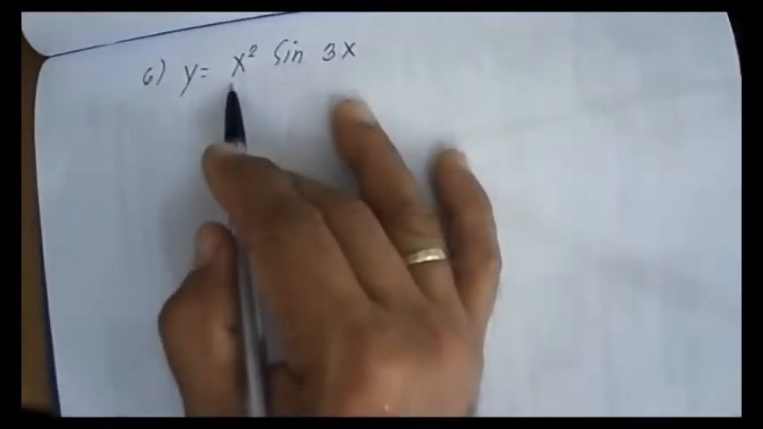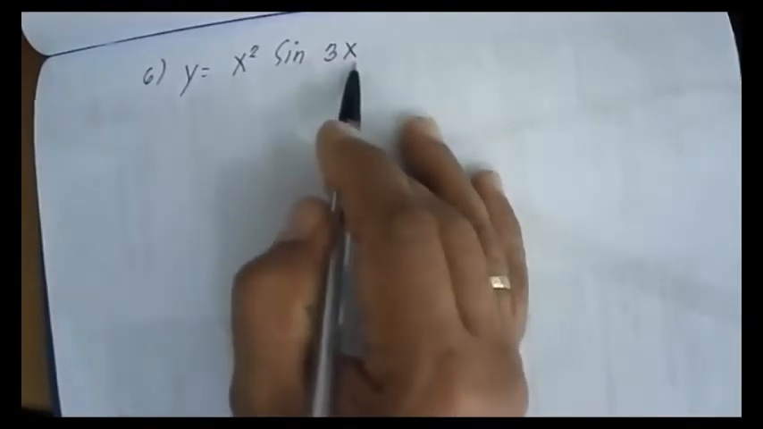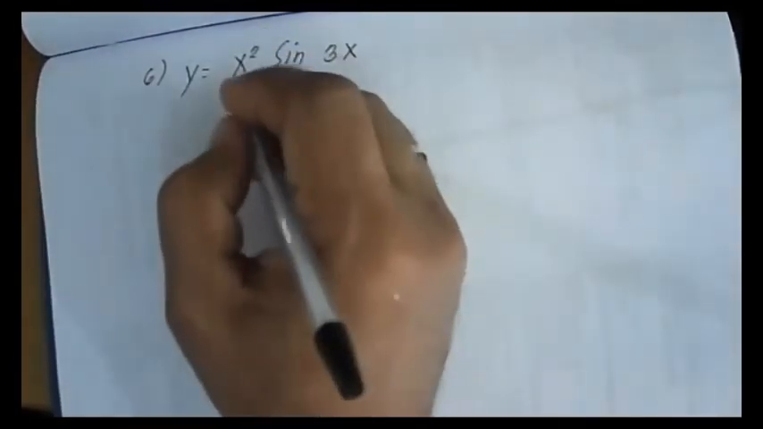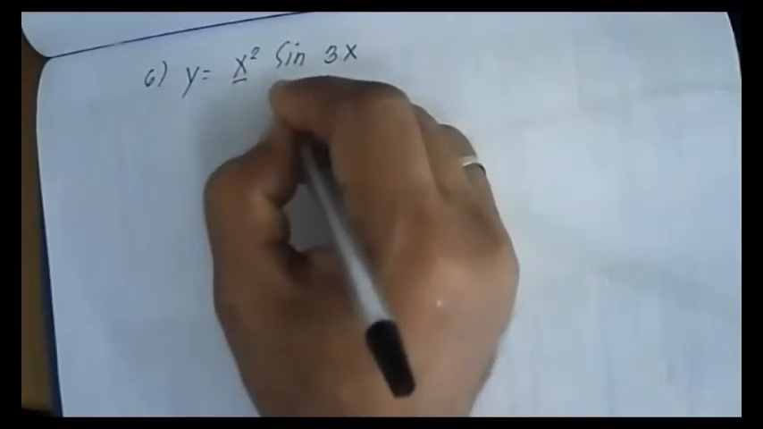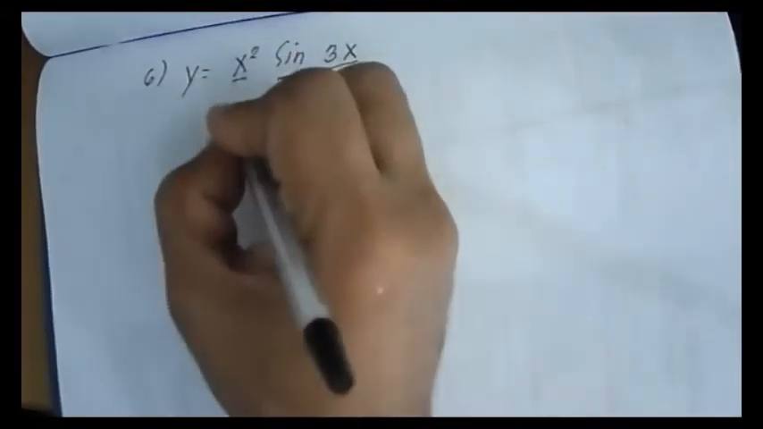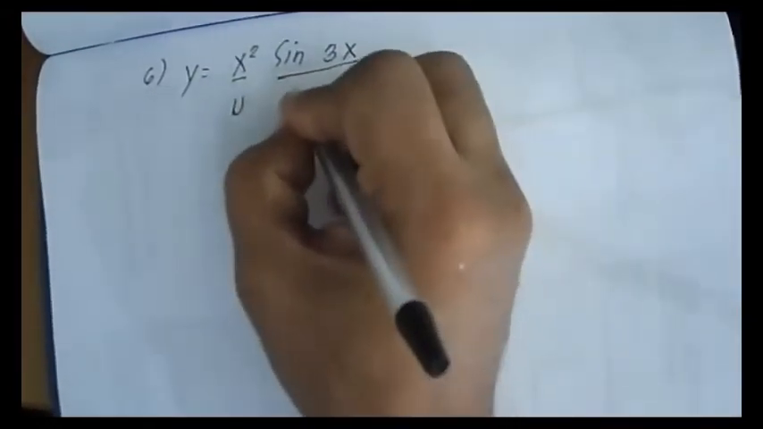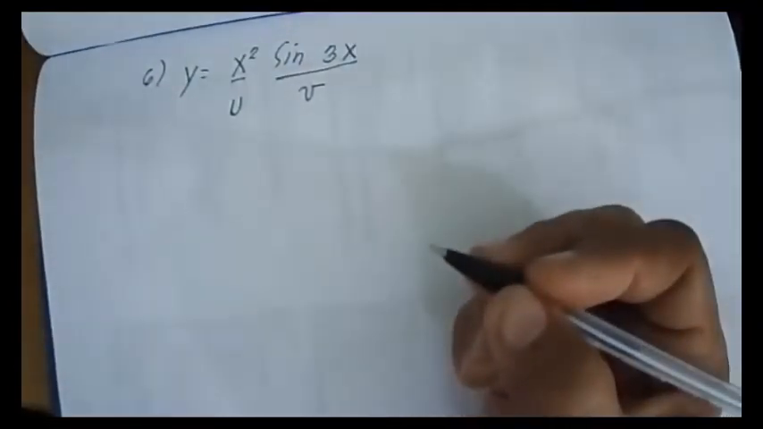We have y is equal to x squared sine 3x. Okay? So this is our another problem, no? So by this time, meron tayong dalawang function, no? The first one is x squared, the other one is sine 3x. So we're going to use the properties of multiplication. This is our u, this is our v.